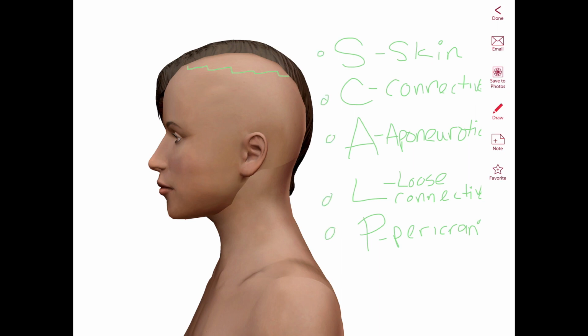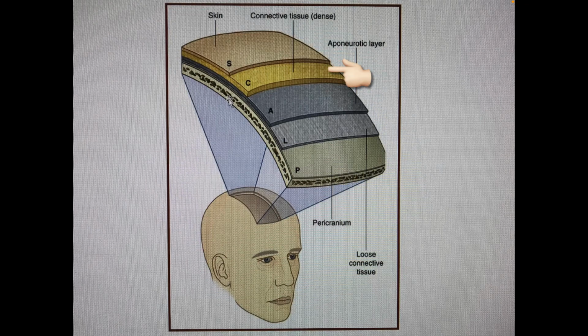So for the layers, I have written down an acronym here of the word scalp. First one is going to be your skin, which is a thick layer that has hair and bears numerous sebaceous glands. The next layer is going to be the connective tissue, which is a dense connective tissue that contains arteries, veins, and nerves that supply the scalp.